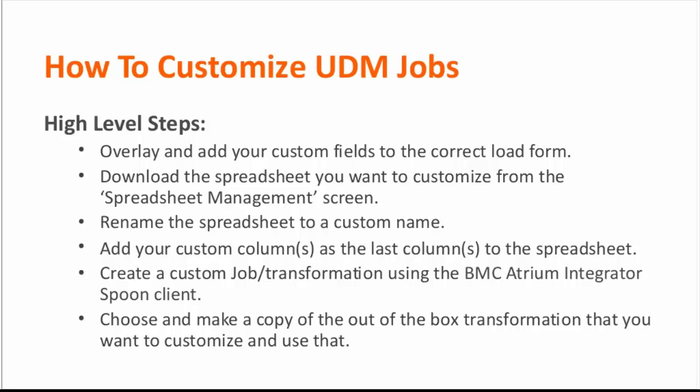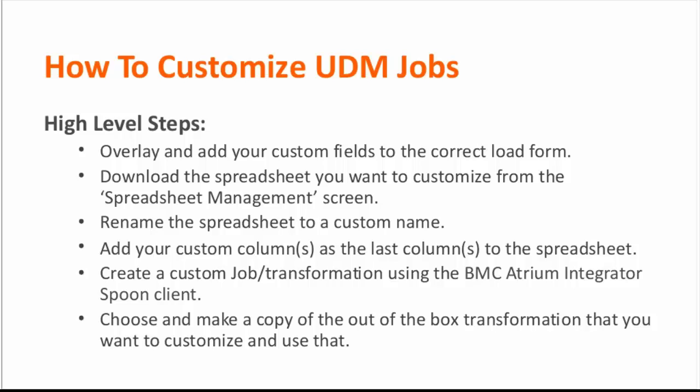Now let's look at how to customize your UDM jobs. The first step is to overlay and add your custom fields to the correct load form. Download the spreadsheet you want to customize from the spreadsheet manager screen. Rename the spreadsheet to a custom name. That's very important, so you don't want to use the out-of-the-box spreadsheet. To use a custom spreadsheet, use a custom name and add your column to it. If you have an out-of-the-box spreadsheet, you add your column to the last columns of the spreadsheet.